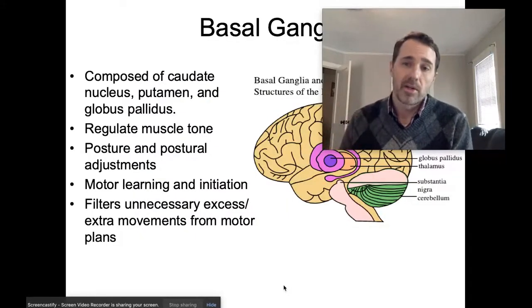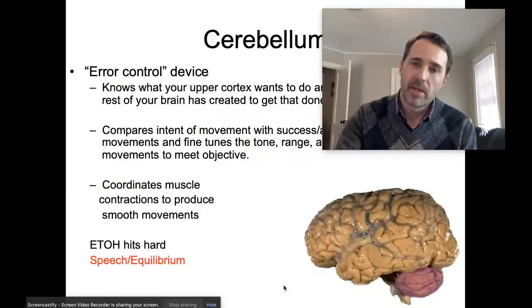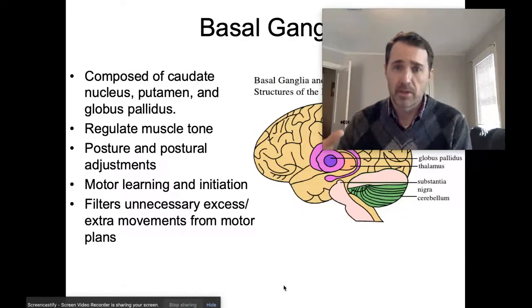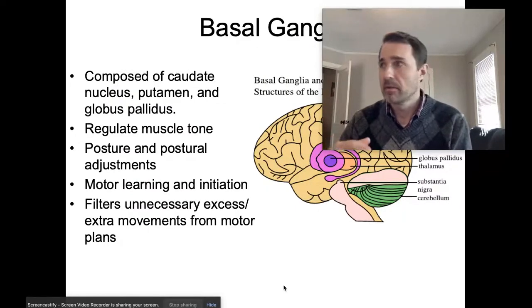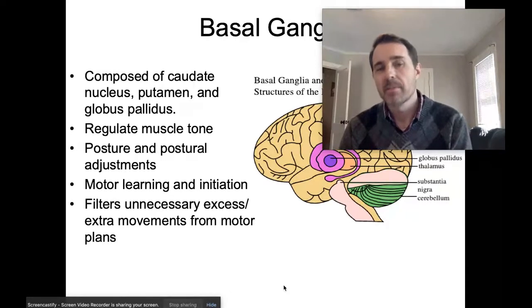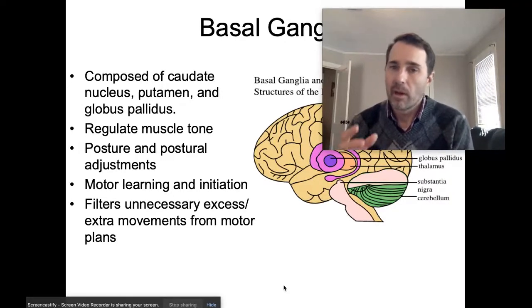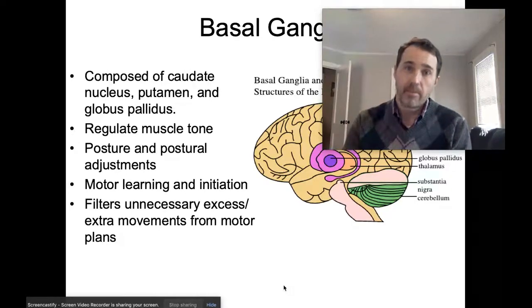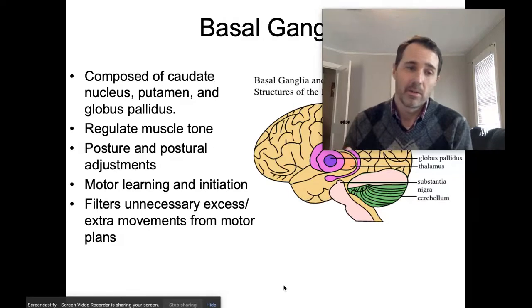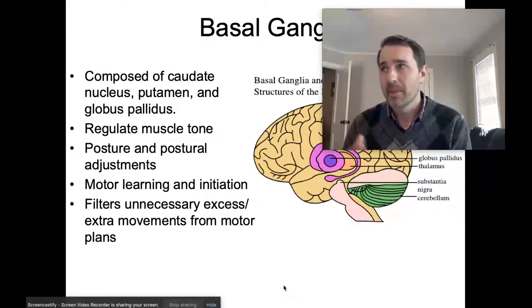Other subcortical structures that we're going to talk about are the basal ganglia and the cerebellum. Now, there are tons of subcortical structures. I could spend a couple of semesters talking about them, but we only need to focus on the ones that are important to us as speech therapists. So I'm going to introduce the basal ganglia and the cerebellum, and we're going to come back to these two structures again and again throughout your education, just like we will be coming back to the brainstem again and again.